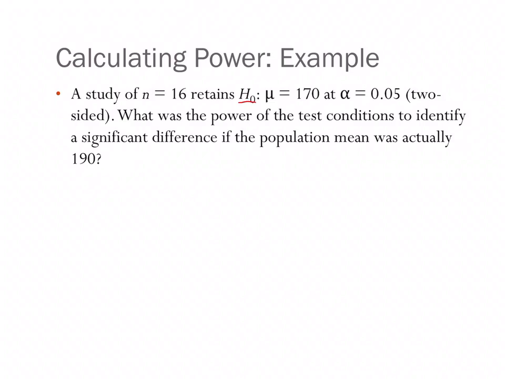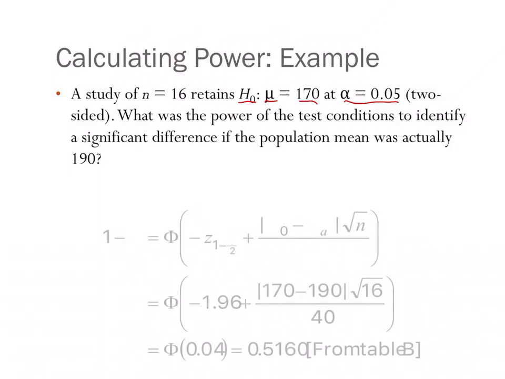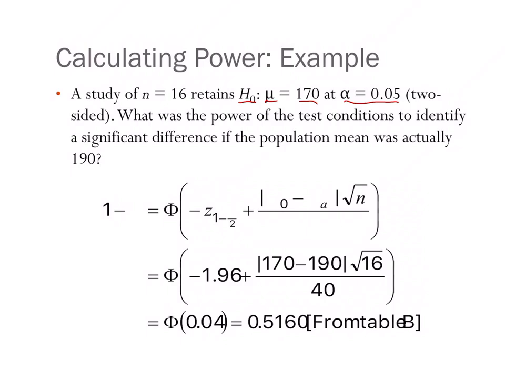So if you had a study of n equals 16 and retains a null hypothesis of mu equaling 170 at alpha level 0.05, two-sided, what is the power of the test to identify a significant difference in the population mean if the population mean was actually 190? So here, remember, we have our 1 minus beta over alpha.